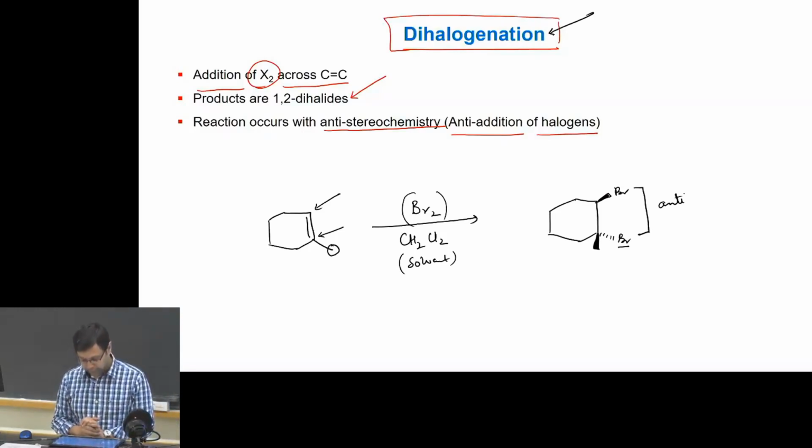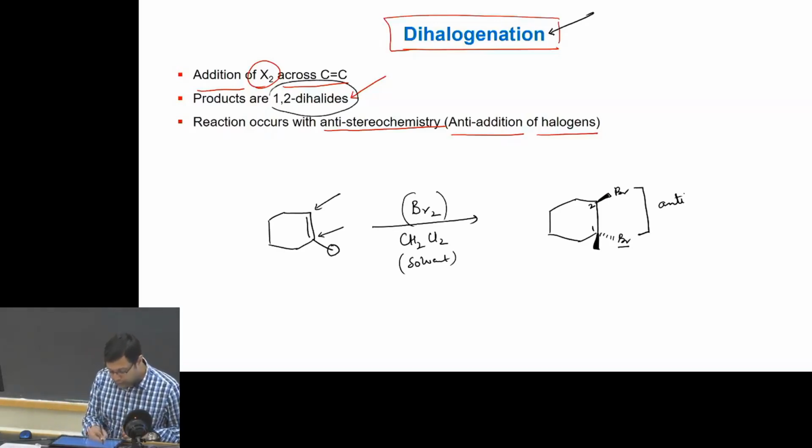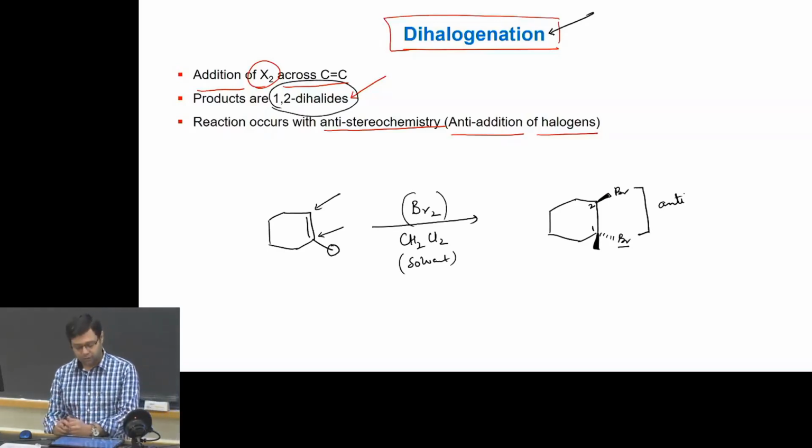Now the reason these are called 1,2 dihalides is if I call this carbon 1, it has a halogen. The second halogen is on carbon number 2. So the relative positions of the carbons bearing the halogens is 1 and 2. Therefore, you call the products 1,2 dihalides.